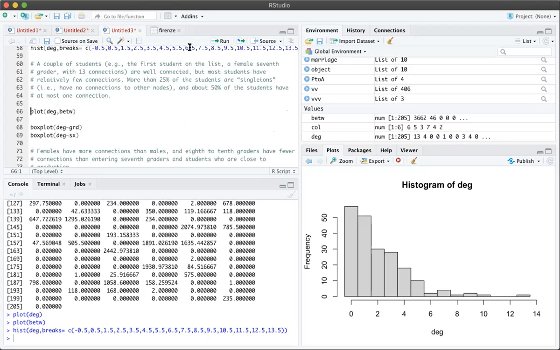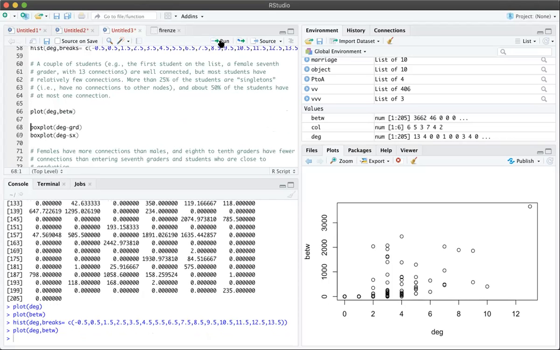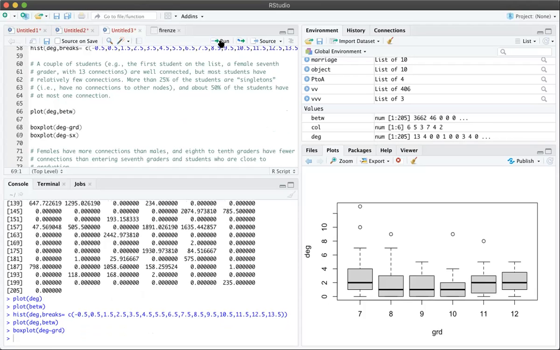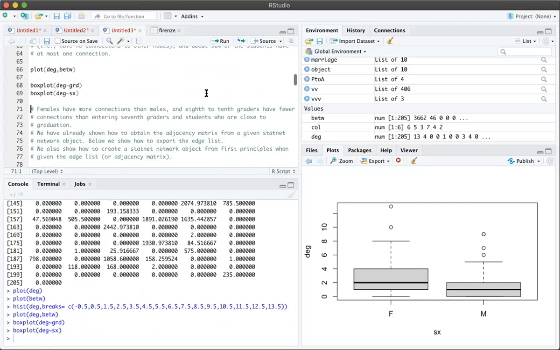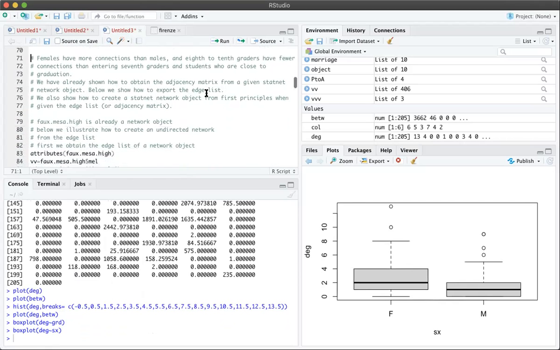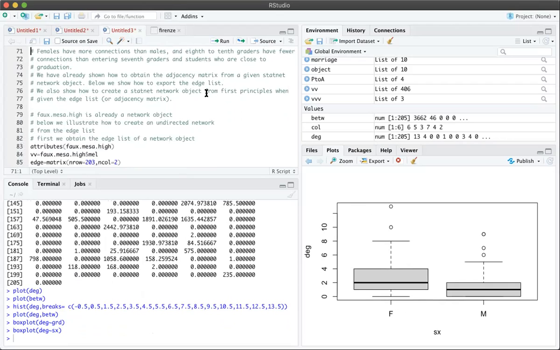So we're going to plot the degree by betweenness. We're going to get a box plot of degree and grade, and a box plot of degree and sex. Females have more connections than males, and 8th to 10th graders have fewer connections than entering 7th graders and students who are close to graduation.